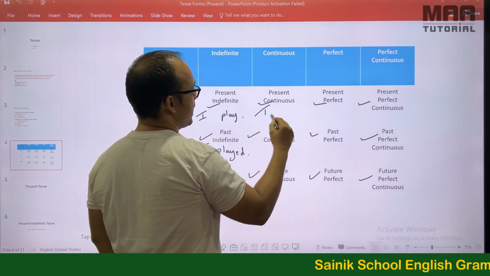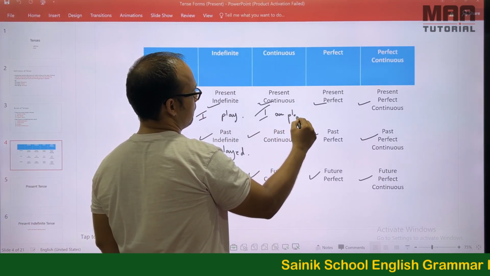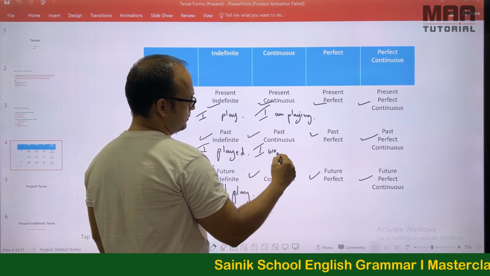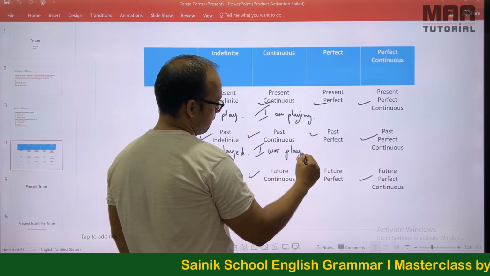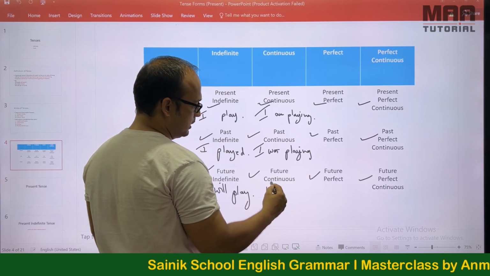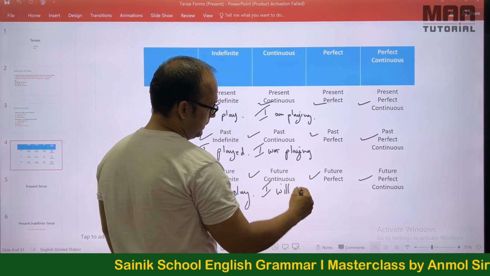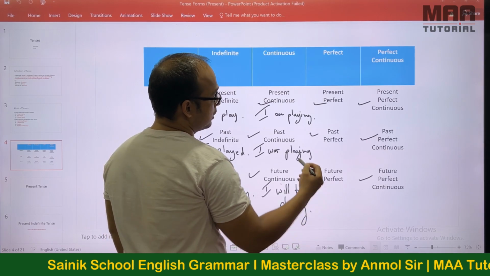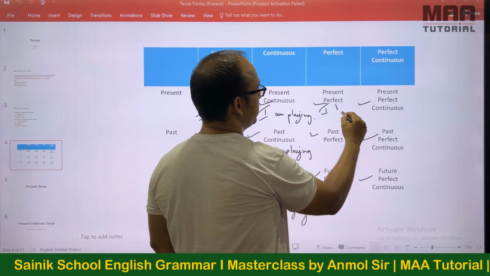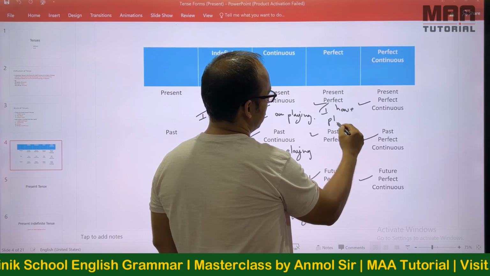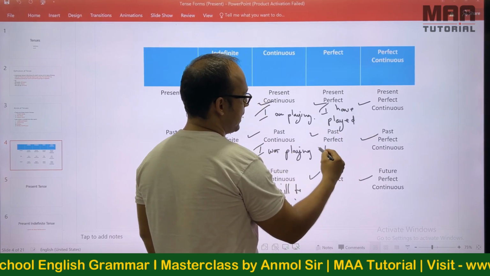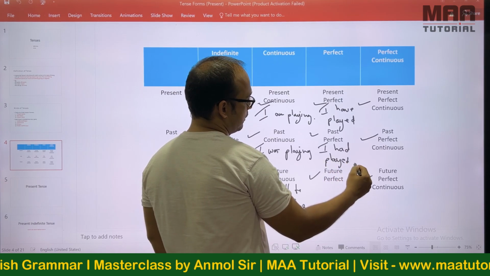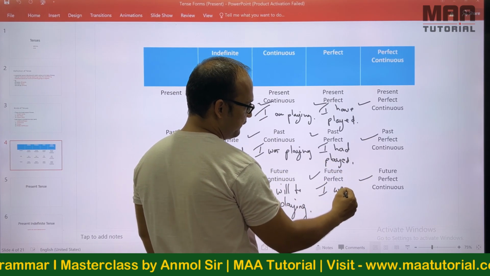Present continuous, I am playing. Past continuous, I was playing. Future continuous, I will be playing. Now we have present perfect, I have played. Past perfect, I had played. Future perfect, I will have played.